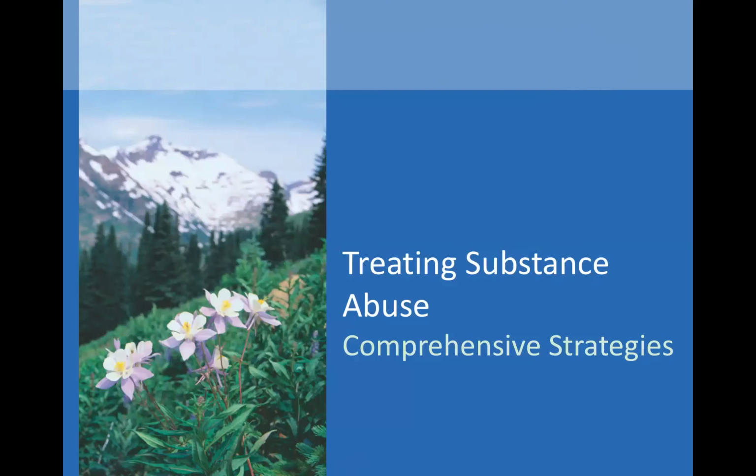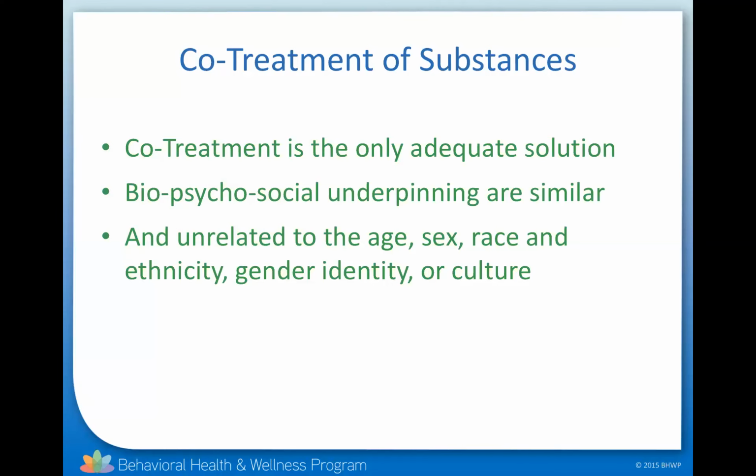Okay, so because of all these common underpinnings across different substances and addictions, we know that co-treatment is the best and really the only adequate solution here. The biopsychosocial underpinnings are similar for the different substances. So that would be biological factors, the person's chemical makeup, their social networks and social structures, their psychological dependency on substances. All of these factors are similar across substances, so things that may drive tobacco use will be similar to things that would drive marijuana use or opiate use or what have you.